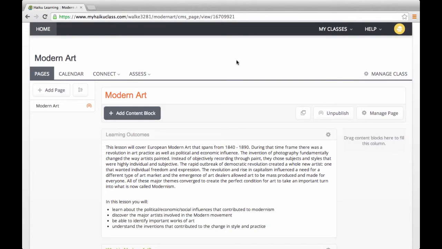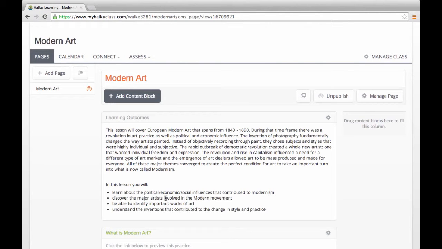So I used Haiku to make an assessment and also an assignment that is also a formative assessment as well. So let's take a look at that. So within the template of modern art, which would be geared towards high school level students, what we have here is our introduction to modern art, and then we have our learning outcomes for the teacher so they can really see exactly what will be covered throughout this 2-week lesson.